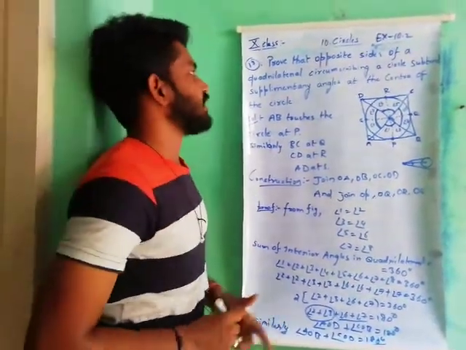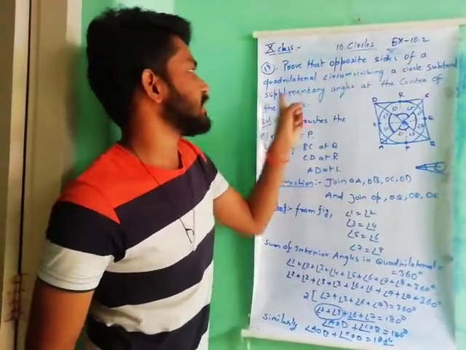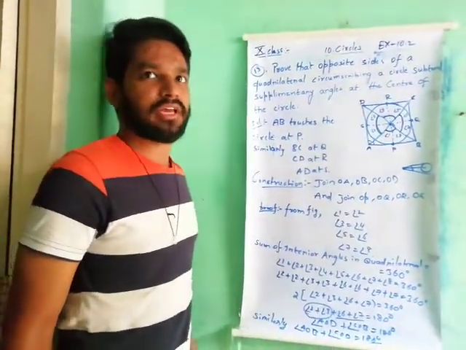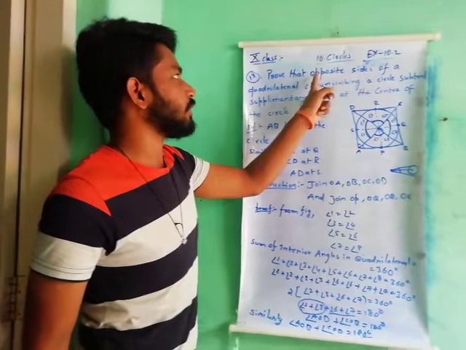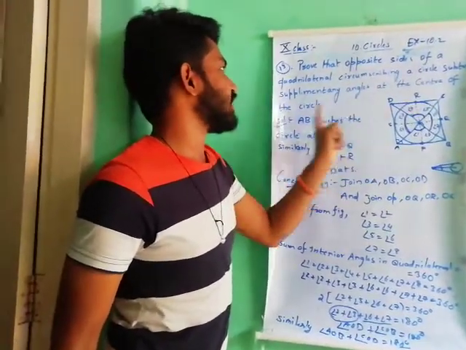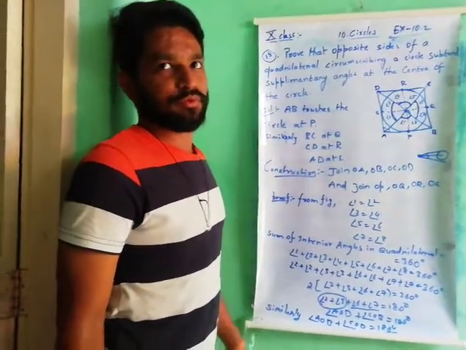Understand? So the final step, you have to write: the opposite sides of a quadrilateral circumscribing a circle subtend supplementary angles at the center of the circle. You mention that, okay? In the final step you have to write the conclusion. The opposite sides of a quadrilateral circumscribing a circle subtend supplementary angles at the center of the circle. This is the simple proof.